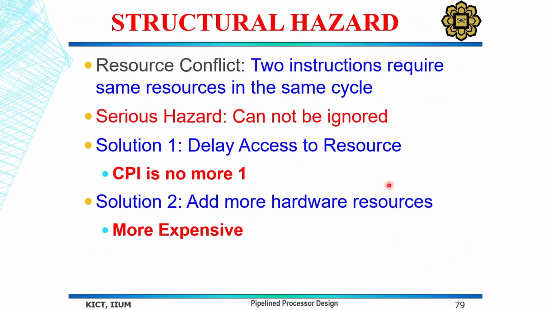Okay, the structural hazard is about the resource conflict, meaning two instructions require the same resource in the same cycle. This is a very serious hazard and it cannot be ignored. There are two solutions. One is to delay the access to the particular resource that is being contested. But note that the CPI will no longer be one, it will be more than one. The other solution is to add more hardware resources, but that will be more expensive. So those are the two solutions.